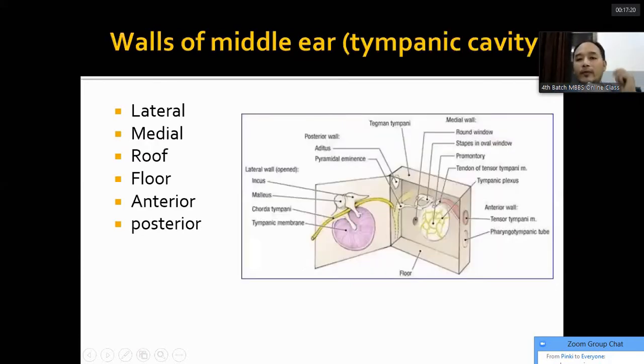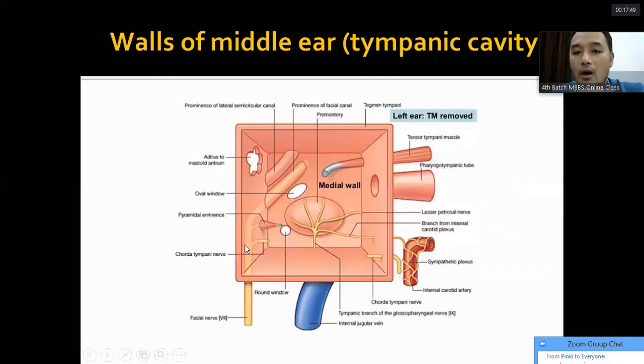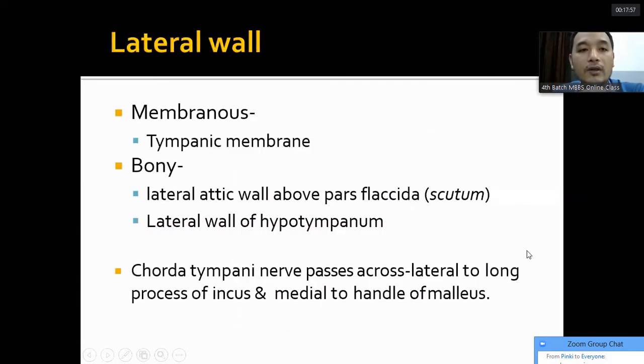Now, walls of the middle ear, the tympanic cavity walls. We will convert this middle ear into a six-sided box, a shoebox structure for simplification. So we have 6 walls: lateral, medial, roof, floor, anterior, and posterior wall of the middle ear. There are certain structures in these walls which are very important, and this picture is also very important from the exam point of view. So let's start with the lateral wall.